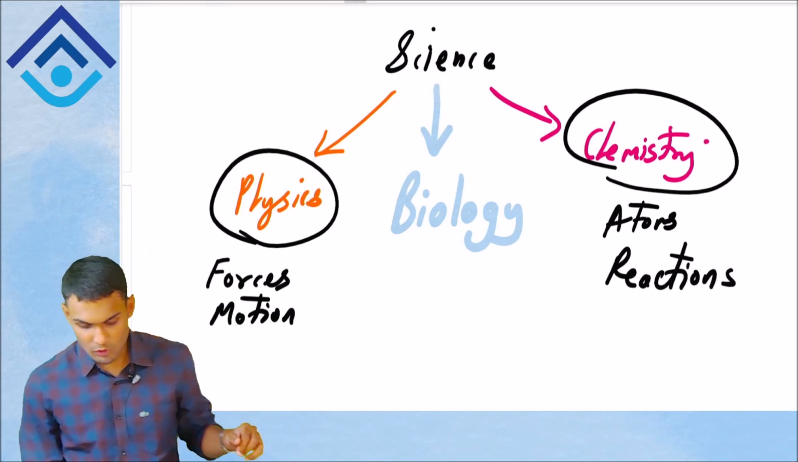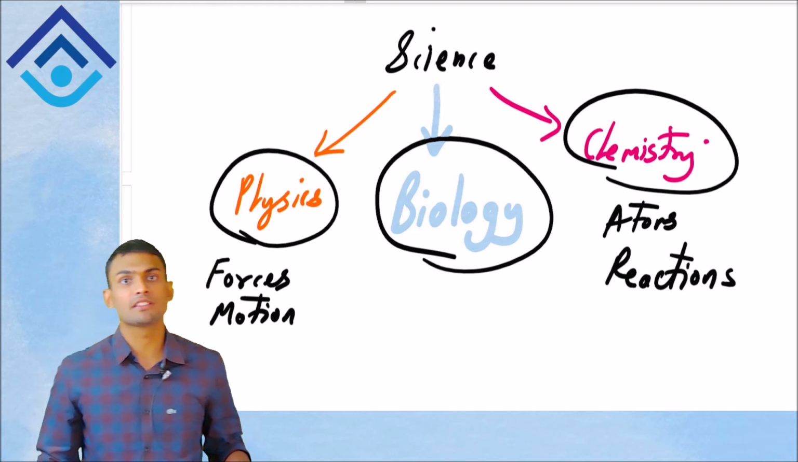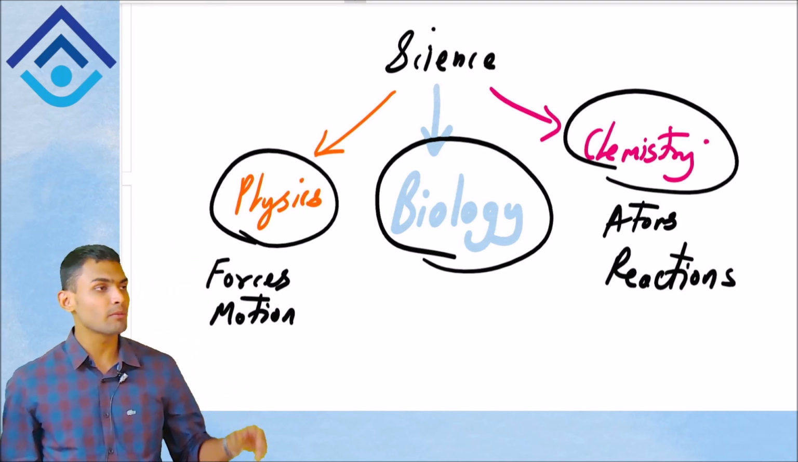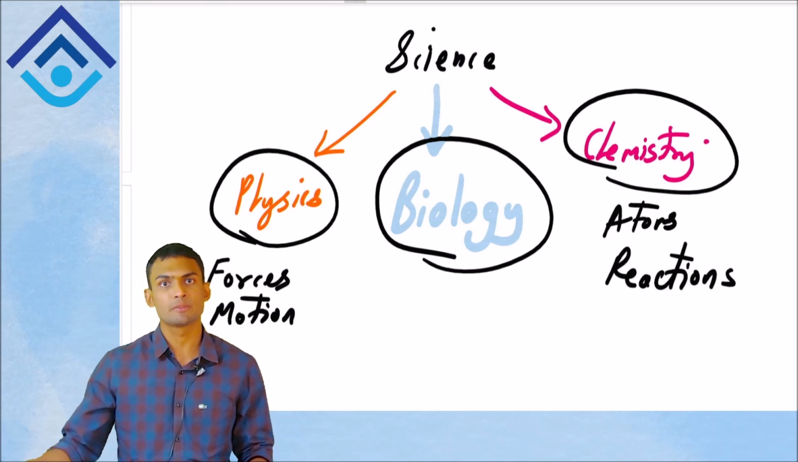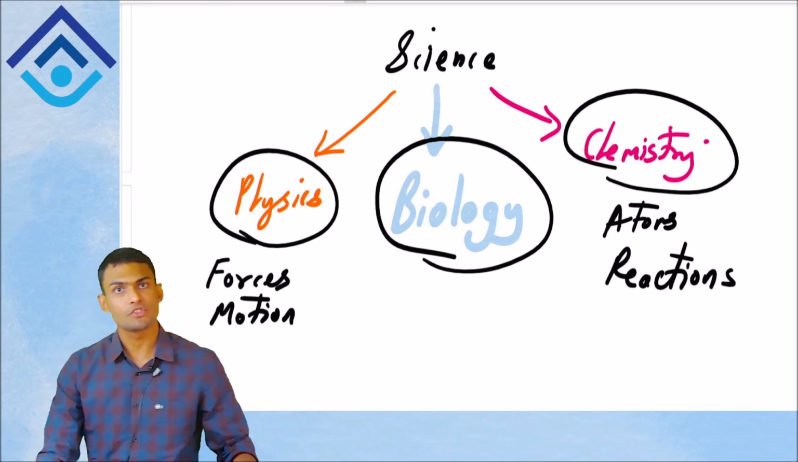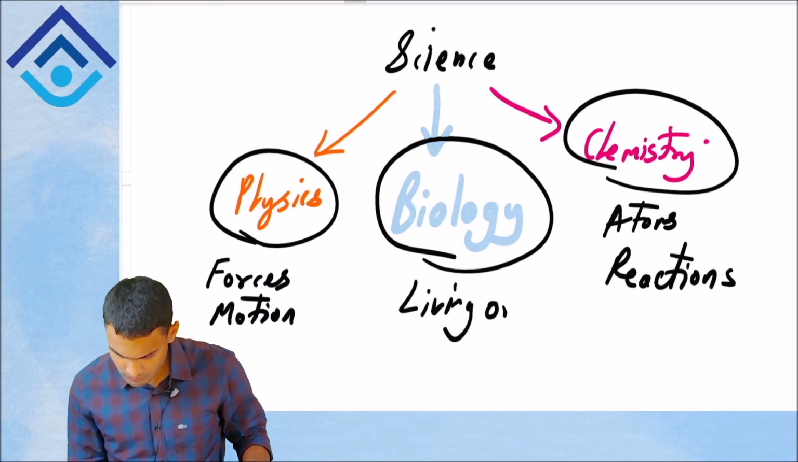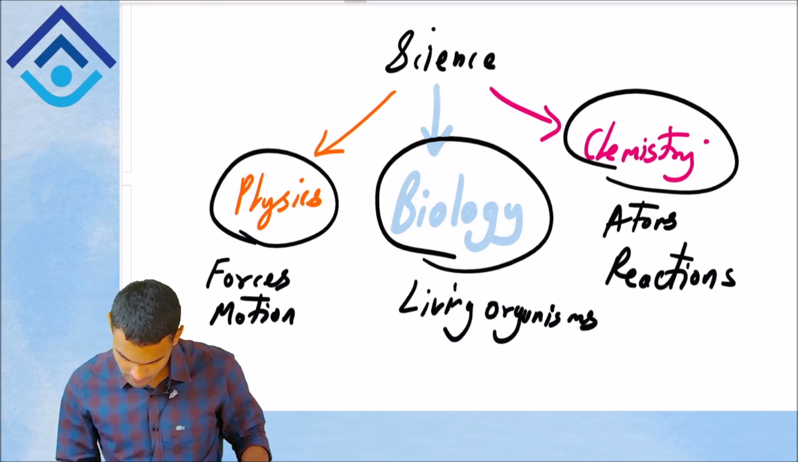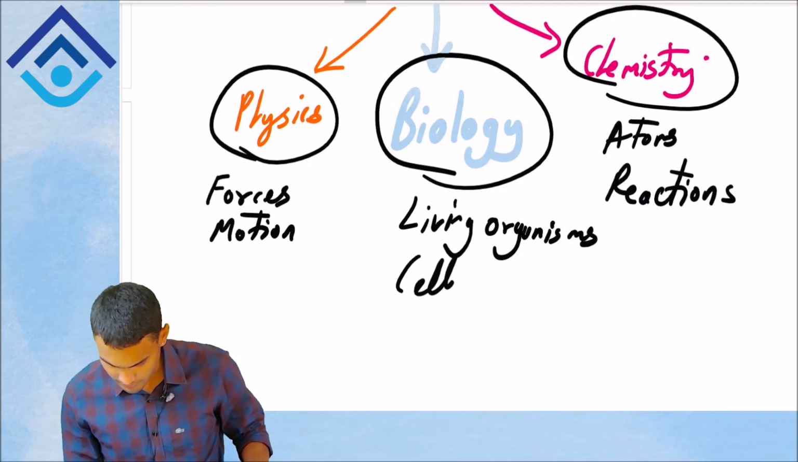And lastly, we come to biology. Biology discusses everything about living organisms. Whether it be plant-based, that we call botany. Studying about plants is called botany, whereas studying about animals and mammals would be known as zoology. So when you study about living organisms, you study about cells and lots more.